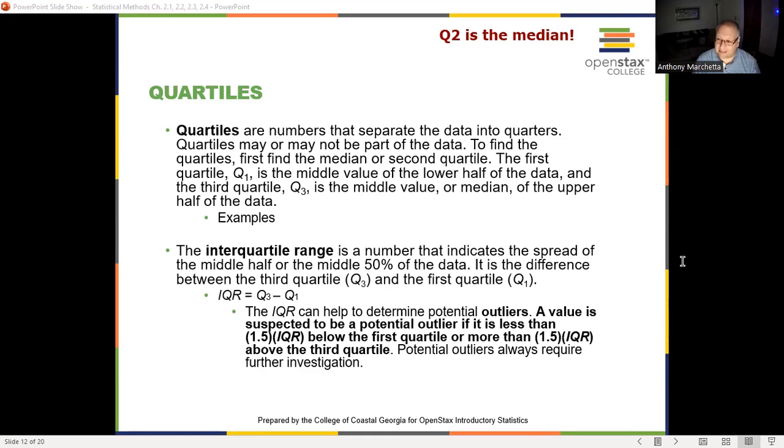Then last but not least, after you found Q1 and Q3, if you subtract them, you get what's called the interquartile range. Now, don't let that drive you crazy. It's really very basic.